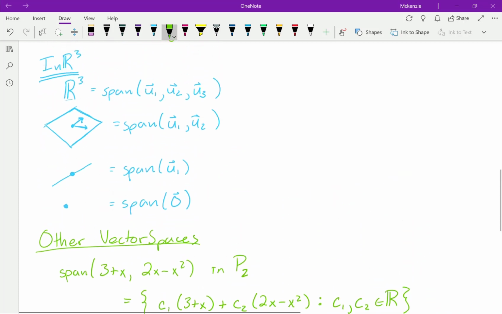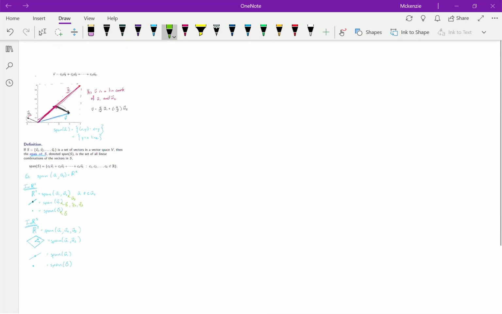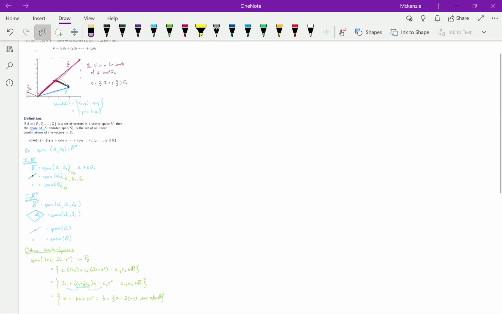Excellent. So that is what I wanted to say about linear combinations of spans and spans. Let me know if you have questions.